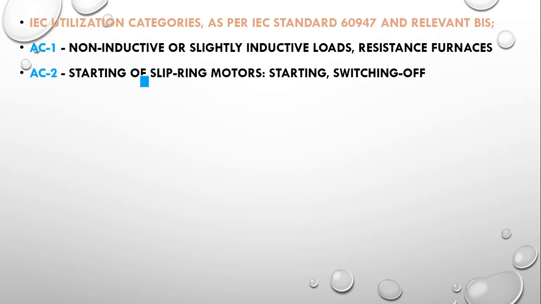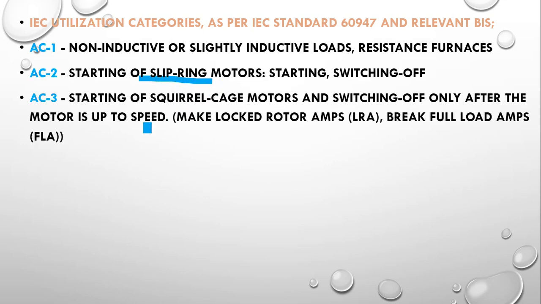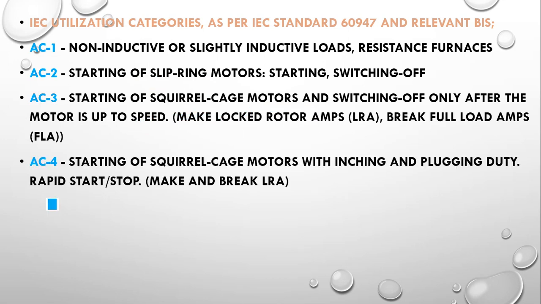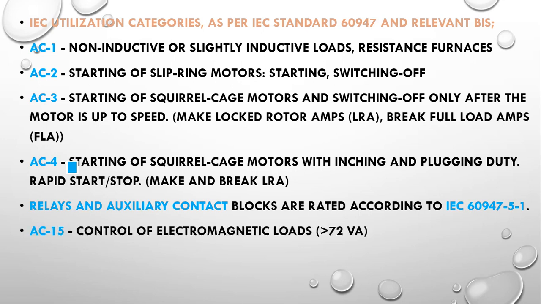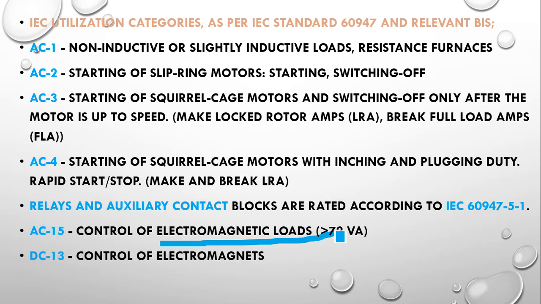For slip ring motors, we can use AC2. For starting of squirrel cage motors, we use AC3, and if a squirrel cage motor is used for rapid start and stop, you have to use AC4. What is rapid start and stop? Like cranes, where we may stop and start again and again. That is the AC4 contactor. And we can use relays and auxiliary contactors based on the same thing. AC15 is for electromagnetic loads, and DC13 is for DC loads of electromagnets. So these are a few selection criteria of the contactor.